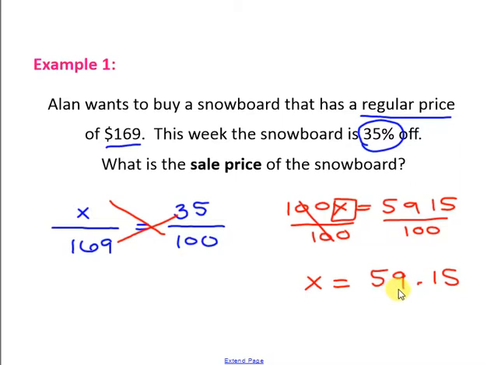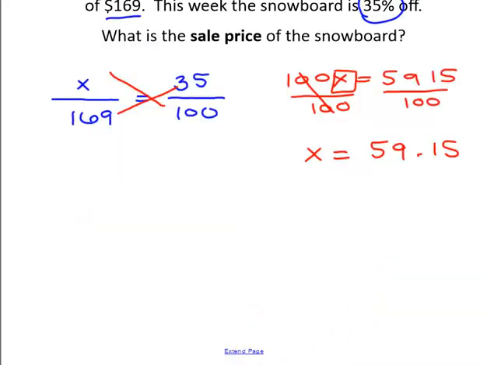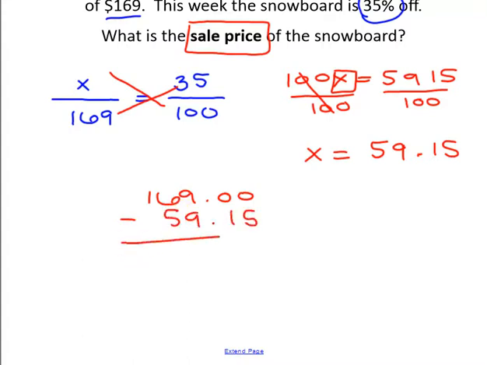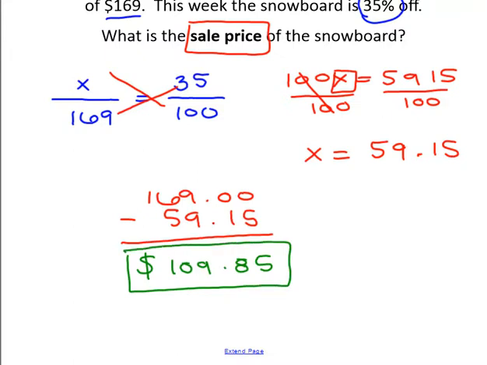So if I asked you how much your discount is, you would say that you're going to save $59.15. But the question is asking you, what is the actual sale price? So how much are you going to pay in total? So I'm going to take the original price, which is $169, minus the discount, and you can go ahead and subtract that in your calculator, and you should get a price of $109.85. So that's how much Alan is going to pay for his snowboard.